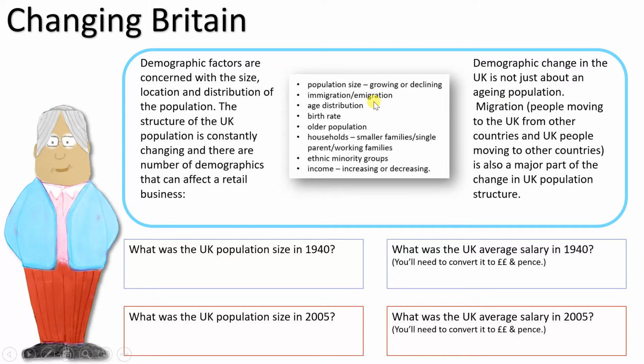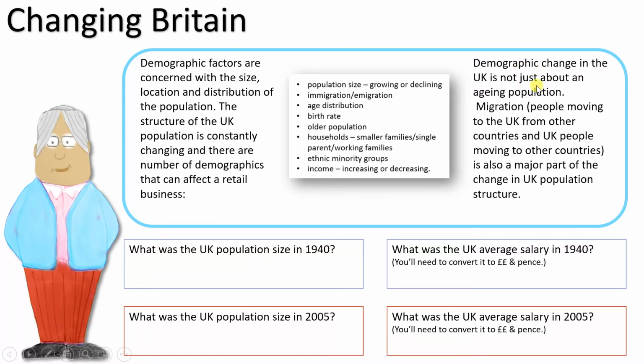age distribution, so where there's more of one particular age bracket across the working population or the whole population. Birth rate, obviously, the older population, how many non-workers there are in the older people. Households, whether they're smaller families, single parent families or working families. Ethnic minority groups, and income, whether it's increasing or decreasing.